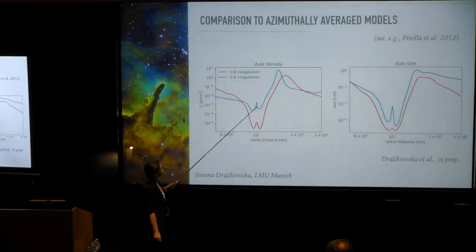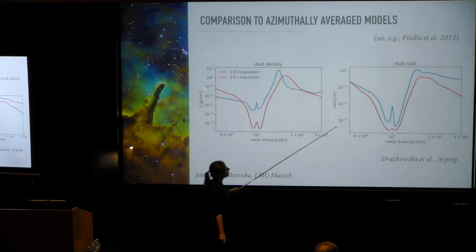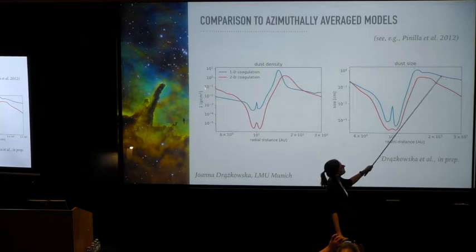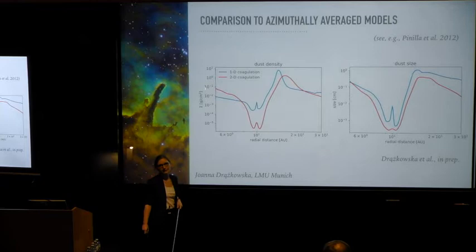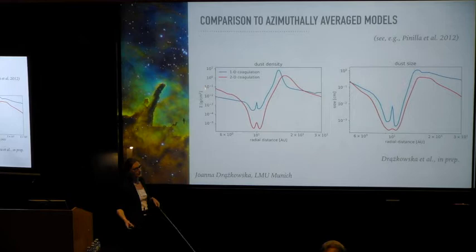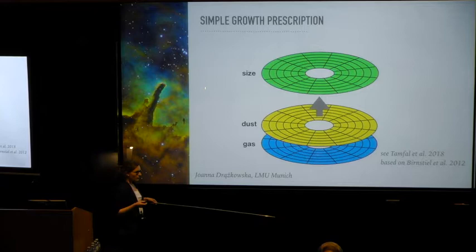And this is connected to many things, but also to the fact that the dust grows to larger sizes in these 1D models than in 2D. And this is connected again to these 2D spiral wakes that induce more of these velocities that lead to fragmentation. And I'm going to have to speed up because I'm running out of time. So what can you do better?